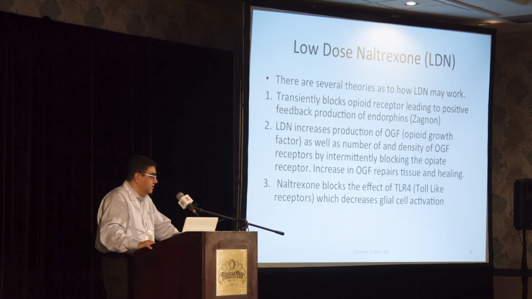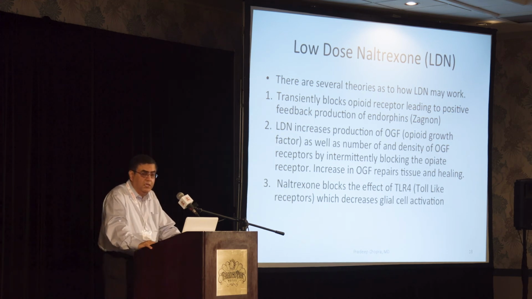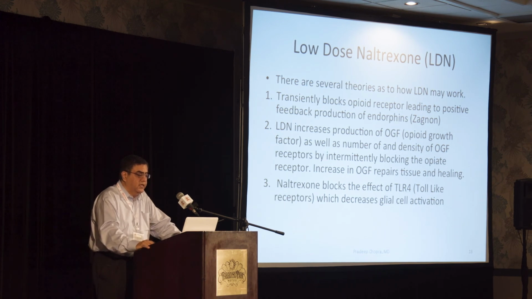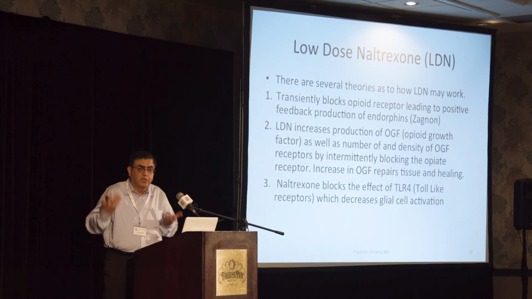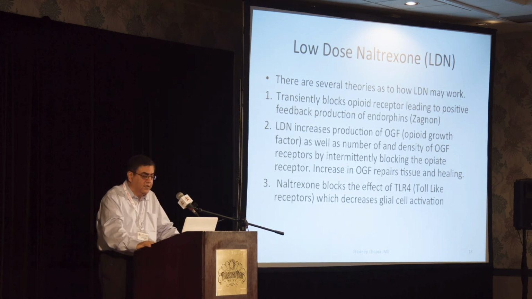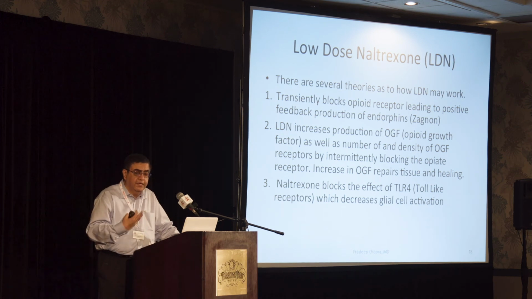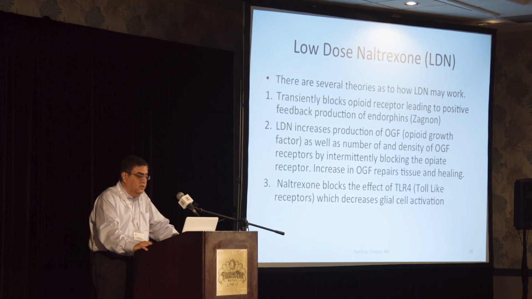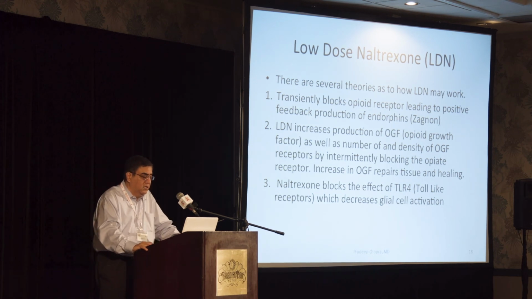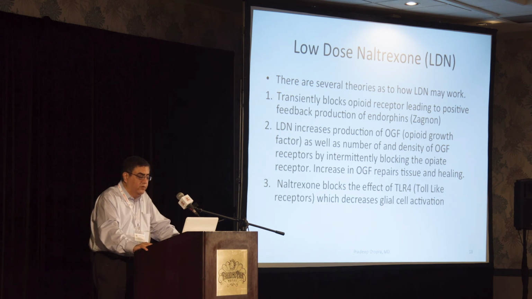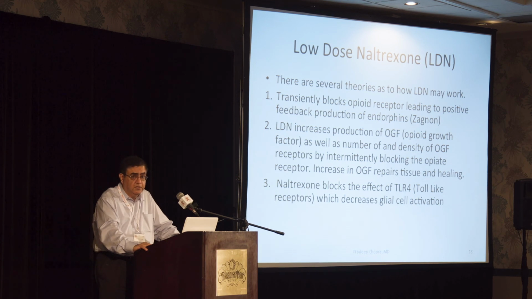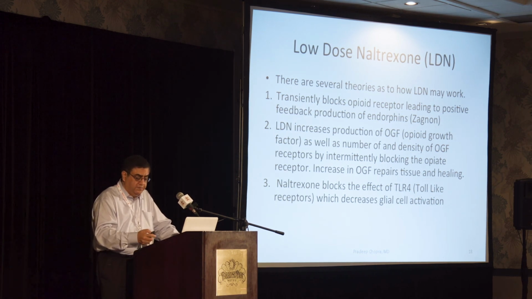So in summary, this is to summarize how LDN works in pain. It transiently blocks the opioid receptors, leading to a positive feedback which causes more production of endorphins. LDN increases production of opioid growth factor. It increases the number and density of the opioid growth factor receptors, and this helps in tissue repair and healing. LDN also blocks the effect of TLR4, toll-like receptors, which decreases glial cell activation, which then in turn decreases neuroinflammation. Thank you.